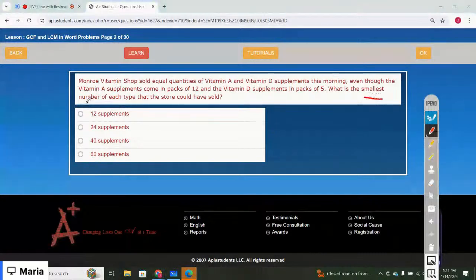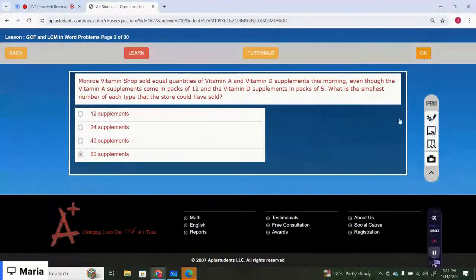The smallest number means you need to calculate the LCM. The correct option is 60. Option number 4 is the correct option, that is 60 supplements.